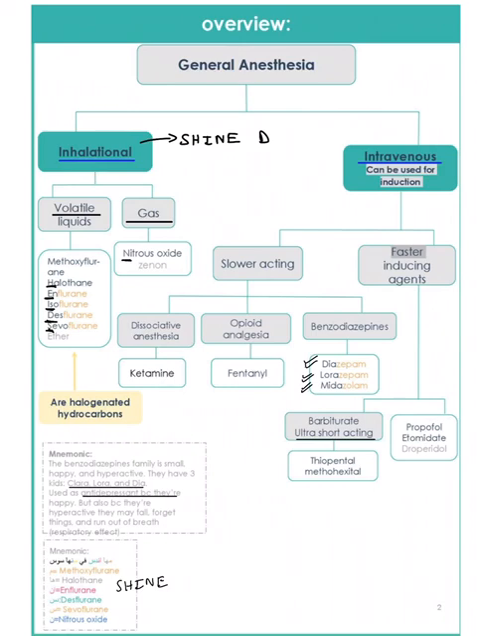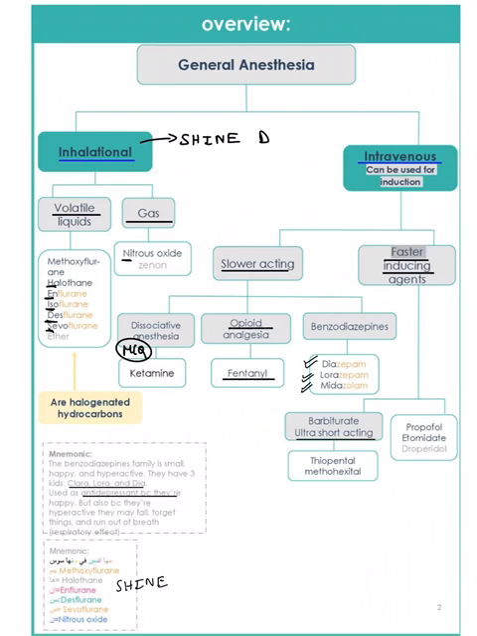Now if we talk about the intravenous drugs, there are some slow acting drugs and there are some faster inducing agents. If we talk about the slow acting drugs, this is important for MCQs. Which drug is used for dissociative anesthesia? That is none other than ketamine. Okay guys, this is important. If we talk about opioid analgesia, it is fentanyl.